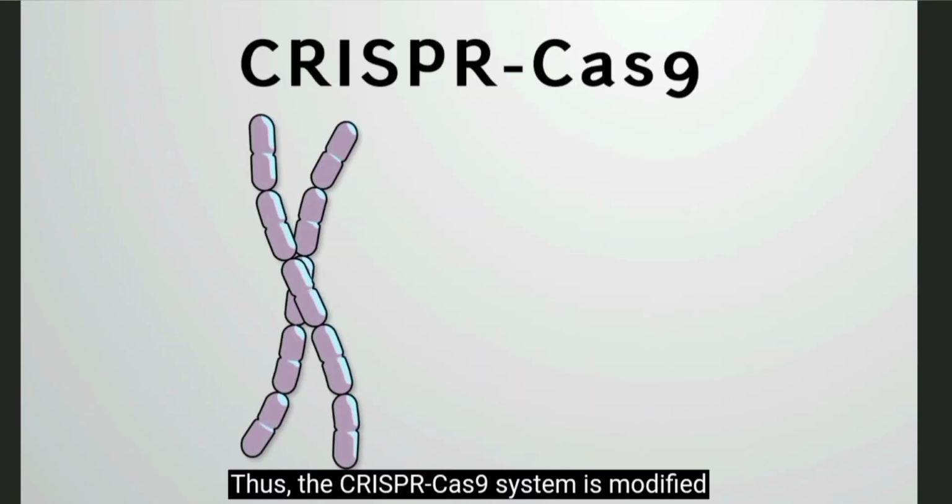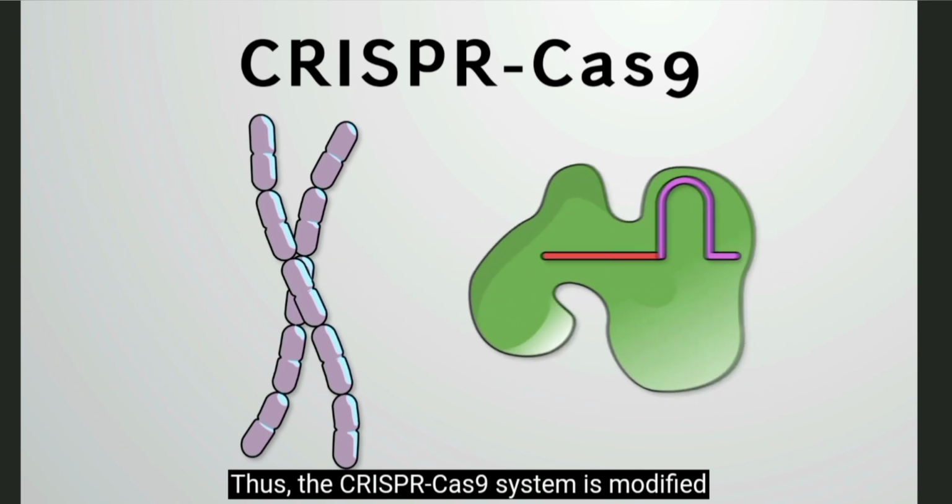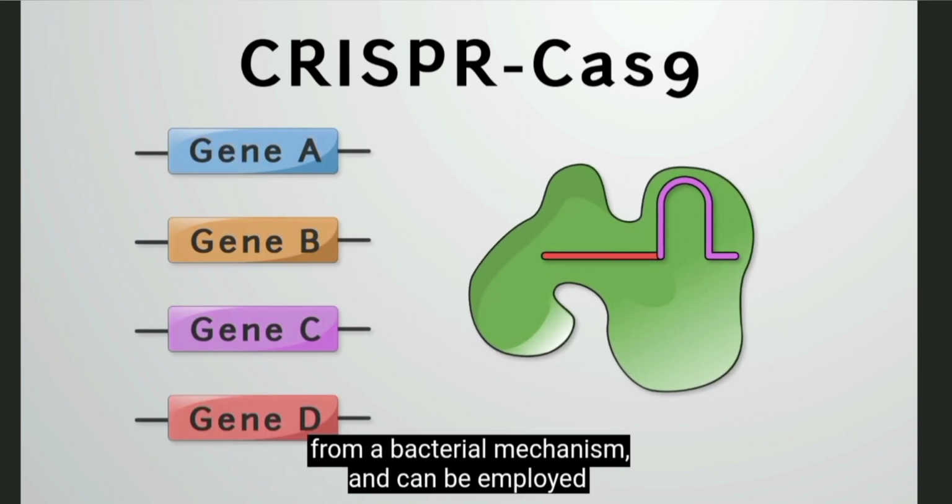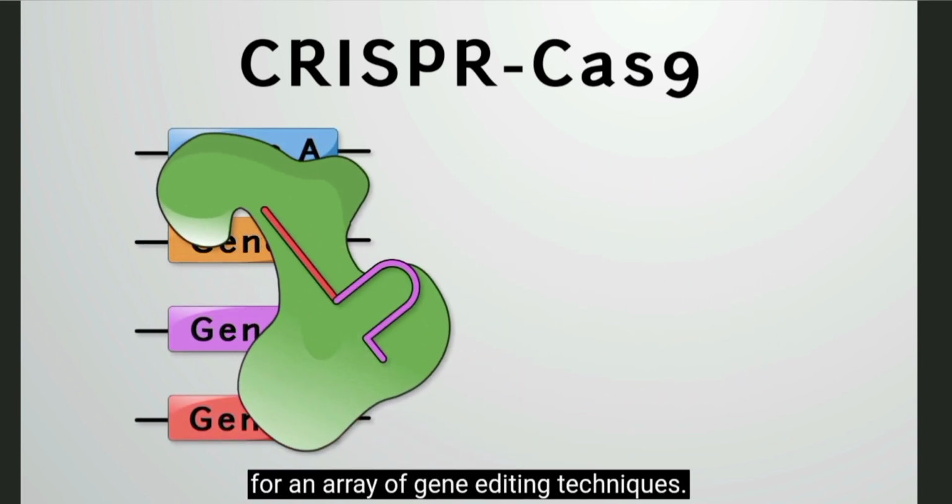Thus, the CRISPR-Cas9 system is modified from a bacterial mechanism and can be employed for an array of gene editing techniques.